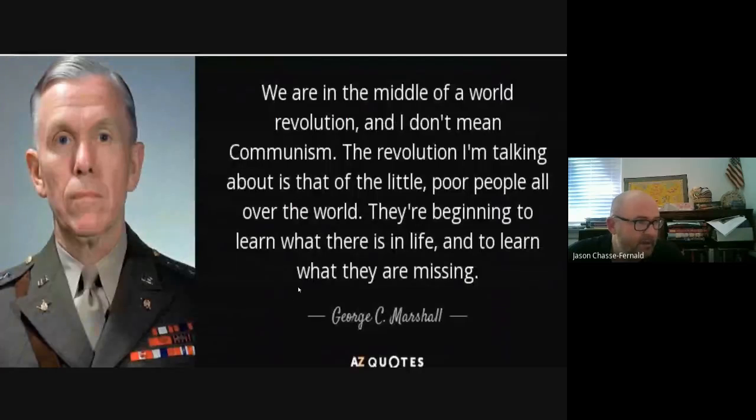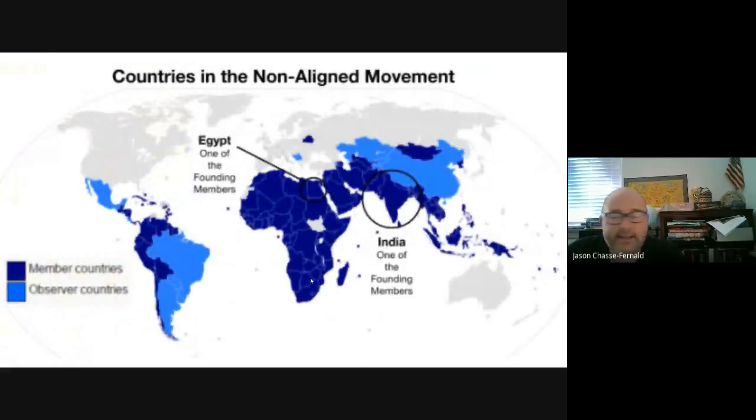All right. But what I want to really get at today also is the non-aligned movement. So when you look at the map of the Cold War, in NATO, in the Warsaw Pact, the non-aligned movement is the global other. It is the rest of the countries, right? Either as member countries or as observer countries.